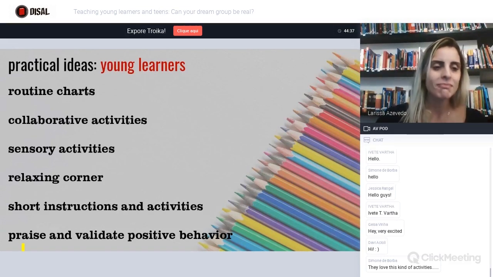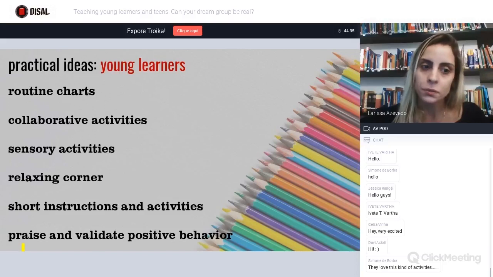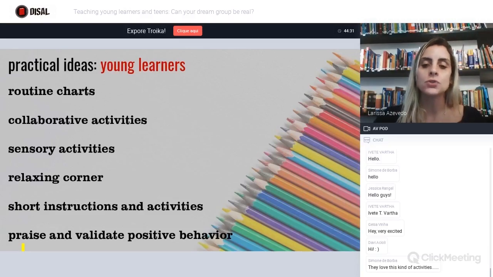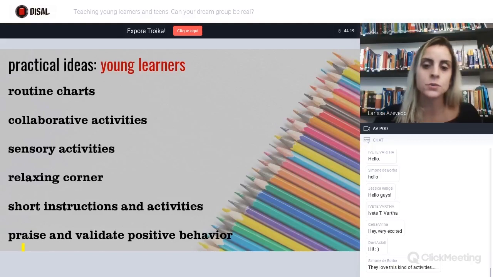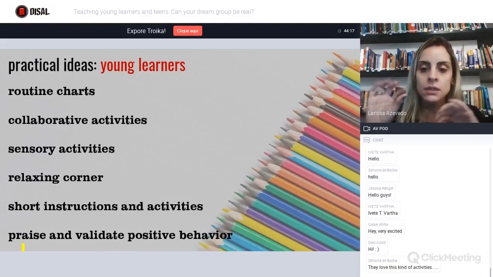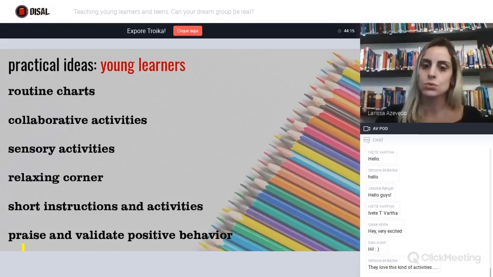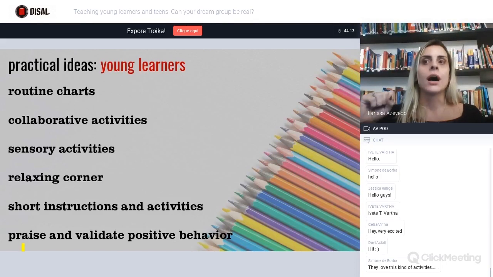I agree. A relaxing corner. A relaxing corner can be something really, really useful, especially in groups where there are students who have a hard time controlling their feelings. It's all about setting a place, a space in your classroom, and there you can put different relaxing tools. I'll give you some examples.